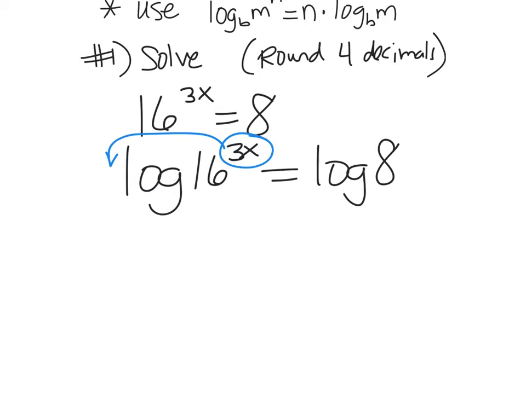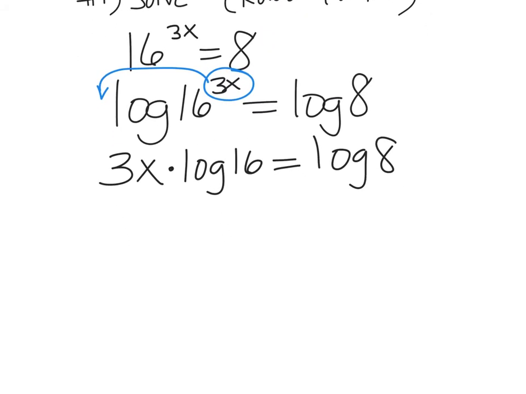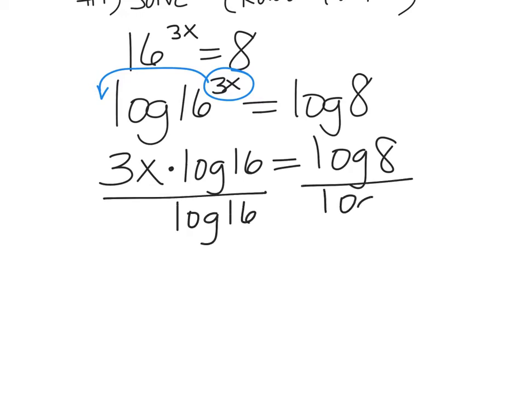So 3x times log 16 equals log of 8. That's the key part to this. That's why we take the log of both sides, so that we can bring that exponent down so we can solve it. And the rest is pretty much simple algebra. So you're first going to divide by log 16, so that your log 16s reduce.